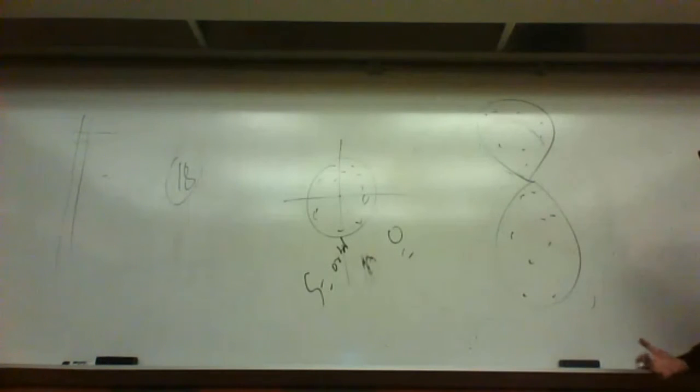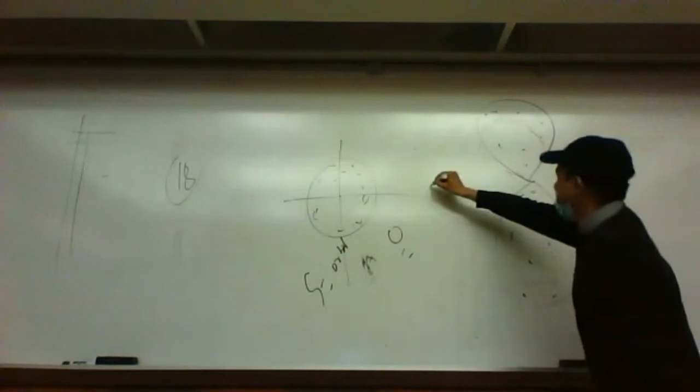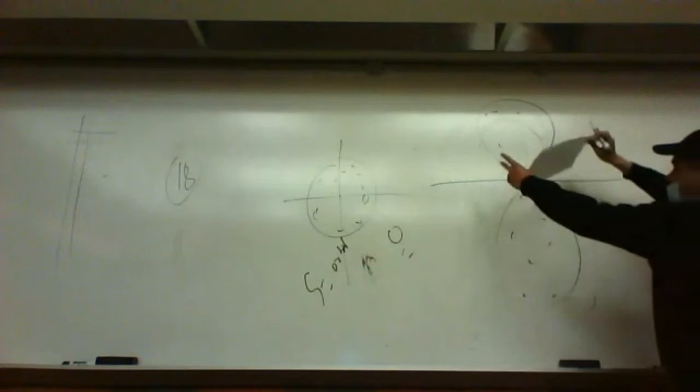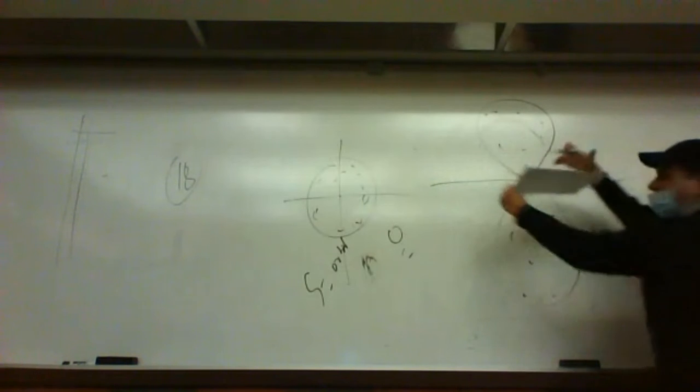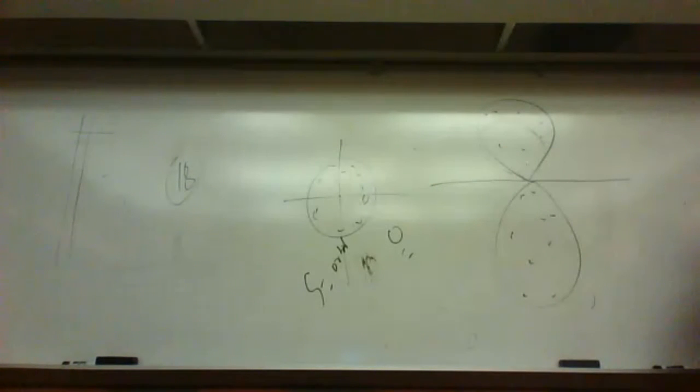In which plane can you not find the electron? Along this line here, you put the paper here, and along the paper you cannot find the electron. So for the p orbital, the number of nodal planes is 1. Make sense?